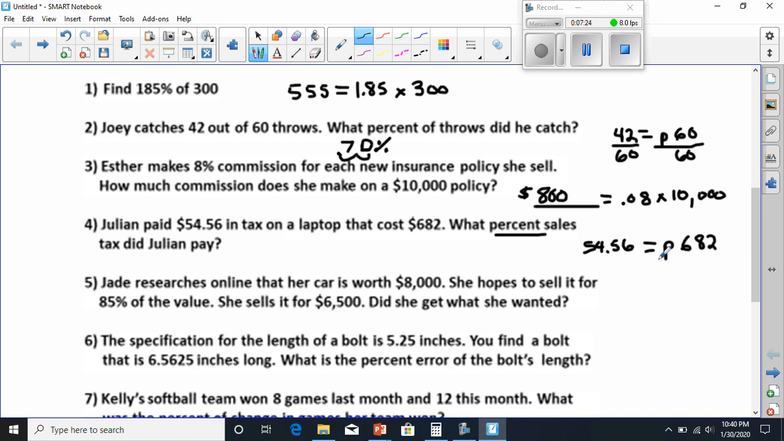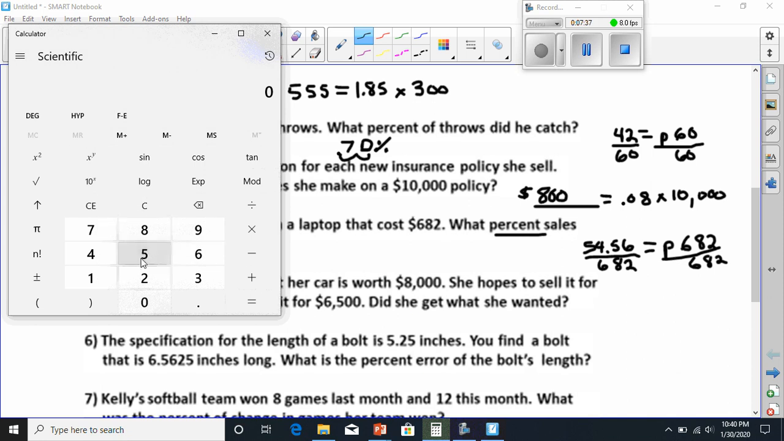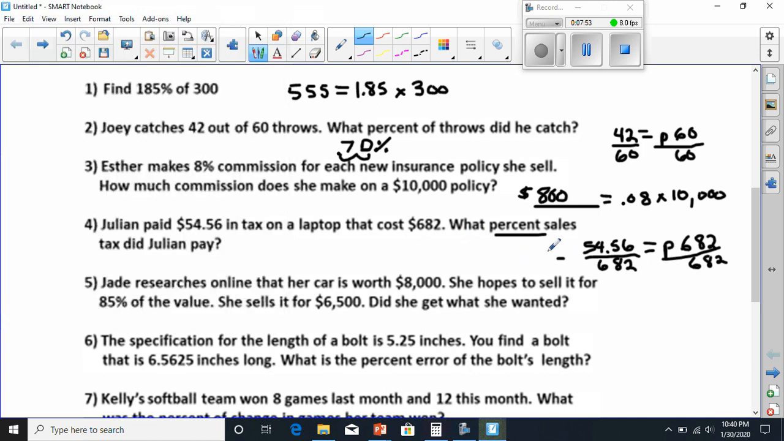But once again, to get P alone, we're going to have to divide 682. Whatever I divide from one side, I'll divide from the other. Now I have to go ahead and take 54.56 and divide it by 682. And that's going to give us 0.08. Now remember, they're looking for the percent, so we have to move that decimal over twice, and that's going to make 8%.